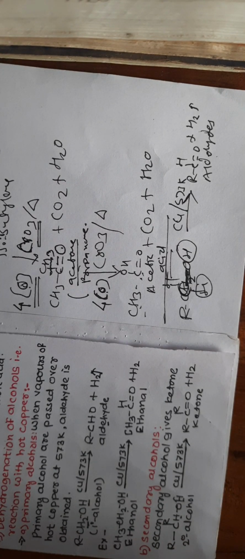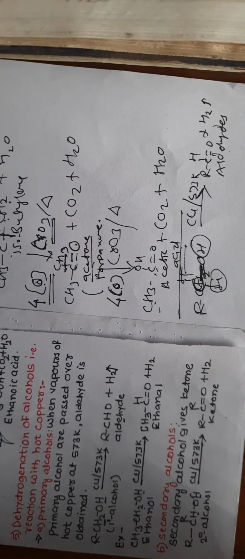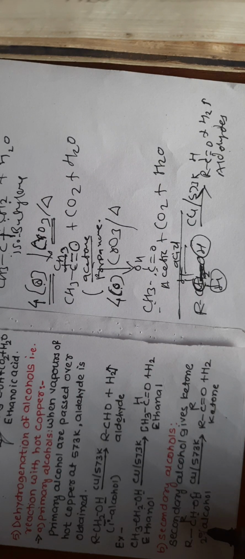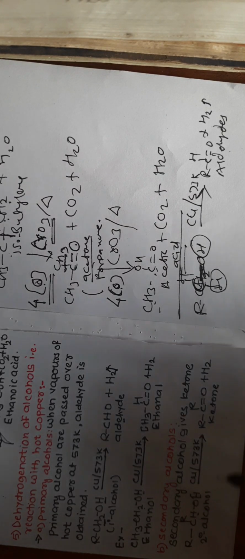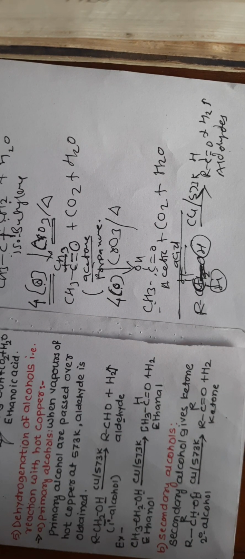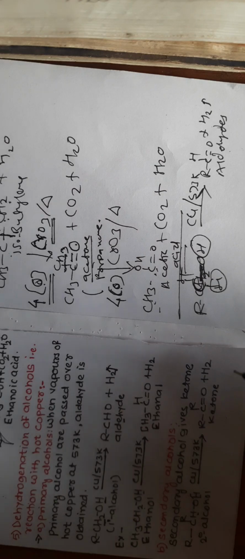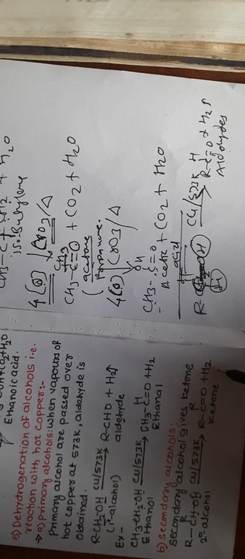Similarly, secondary alcohols. Here I have taken a secondary alcohol, for example R2CHOH. This hydrogen atom combines with this hydrogen and there is formation of an H2 molecule, and there is a double bond between carbon and oxygen atom, and ketone formation takes place. You have to remember that during dehydrogenation, primary alcohol gives aldehyde, secondary alcohol gives ketone, as in the oxidation reaction. But the difference between the two reactions is that in oxidation there is formation of the byproduct H2O, and here there is formation of H2.